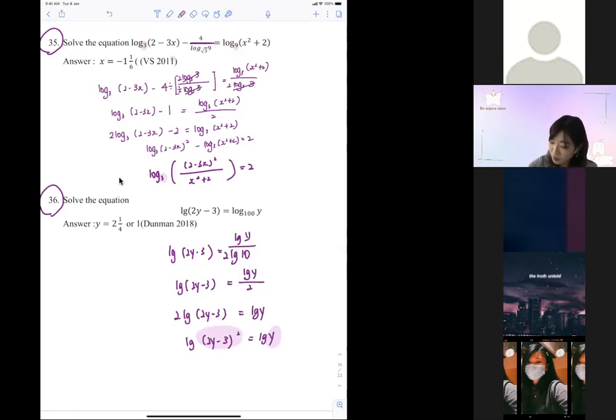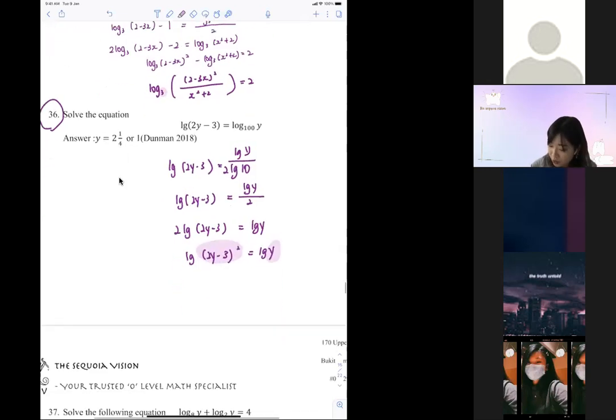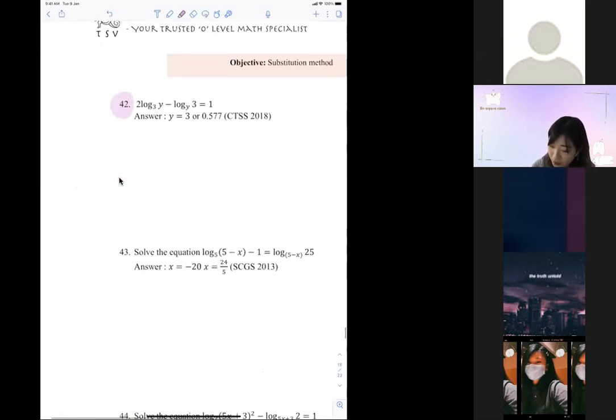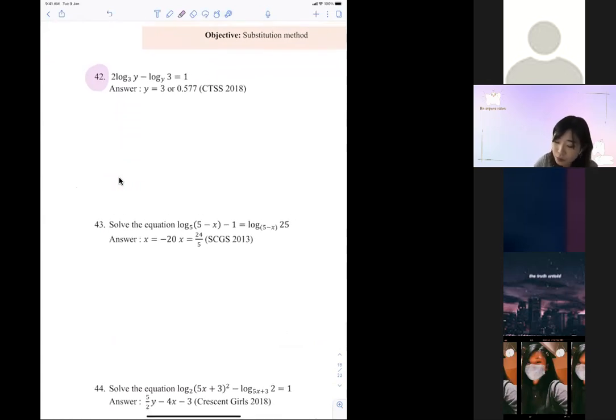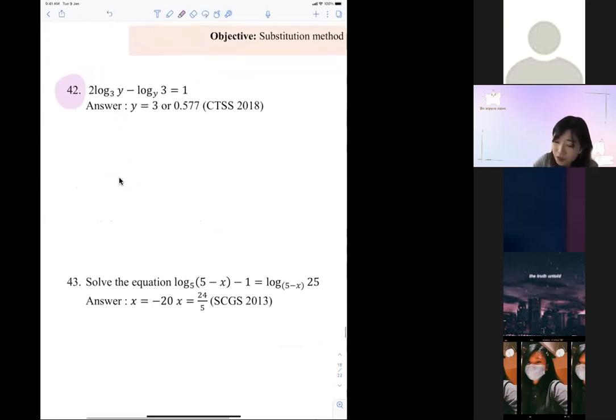All okay? Okay, EY and LB, I'll move on a bit first. Later on after class, you help me solve, okay? So let's see question 42. The last method is the substitution method, okay? The hardest part about substitution is that you don't know you need to use substitution. So let me show you some examples whereby substitution is needed, okay?